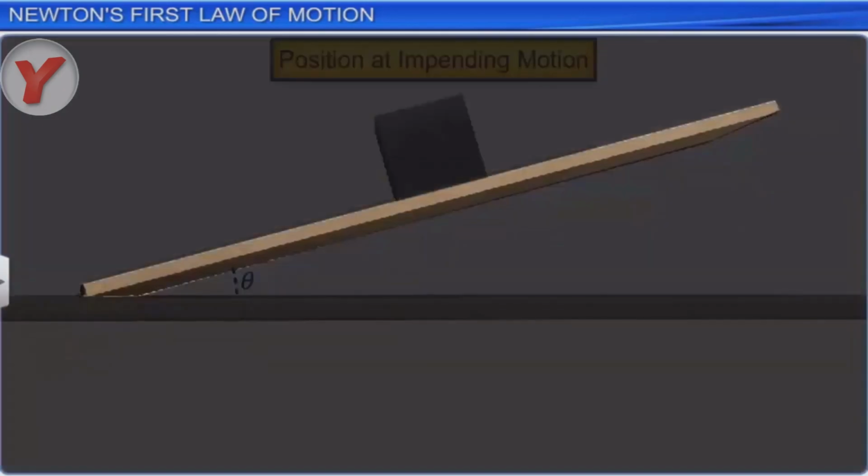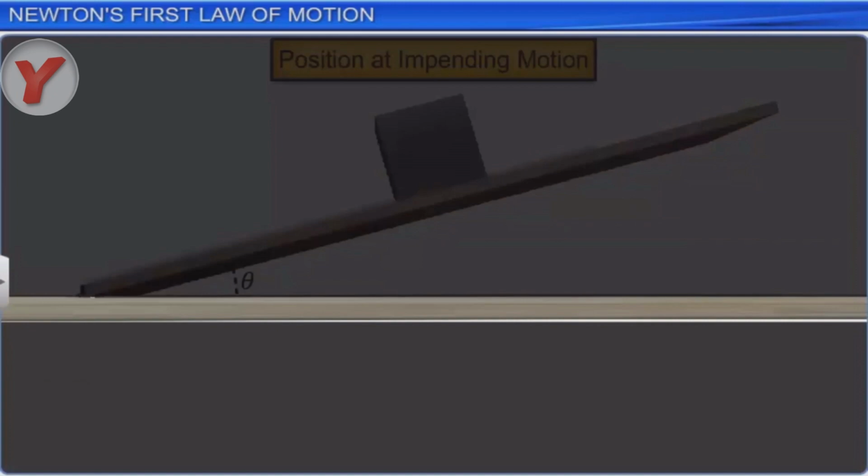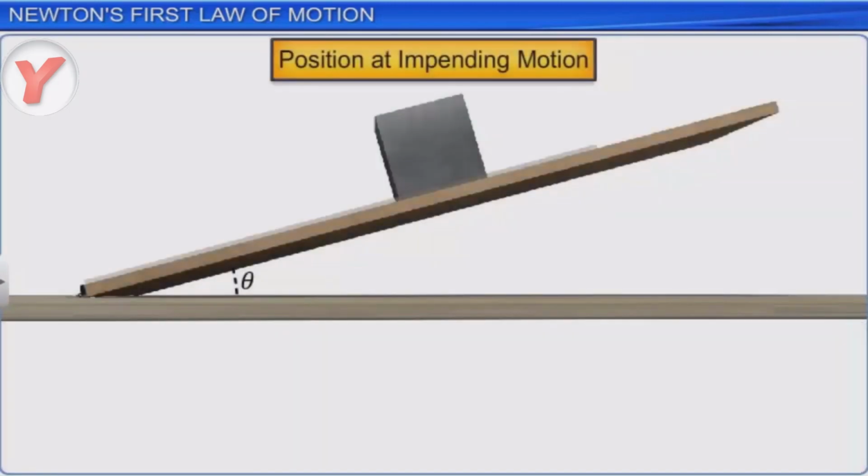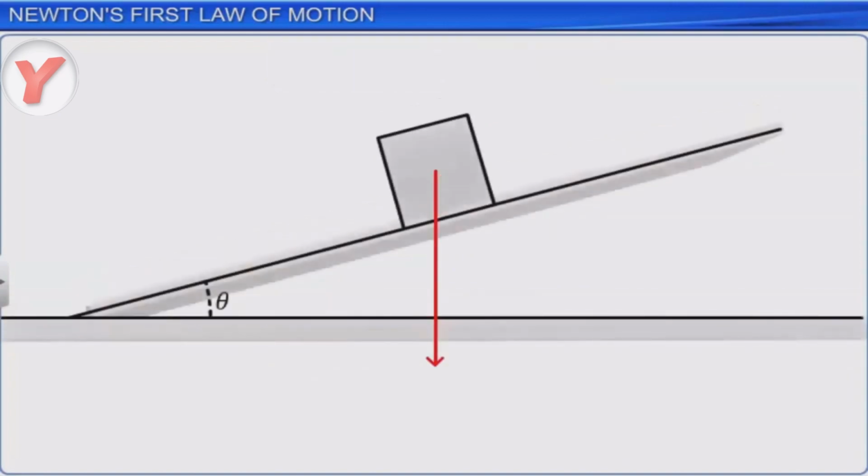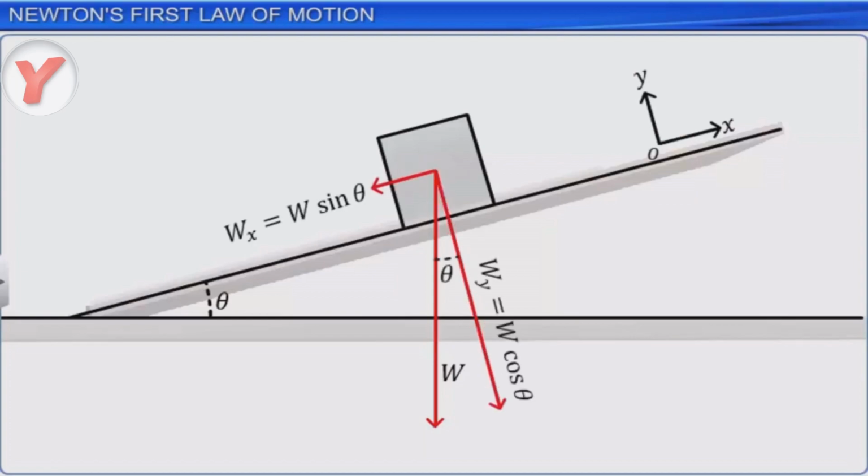Theta is the angle between the inclined plane and the horizontal surface. We now have to identify the external forces acting on the iron cube. W Newton is the weight of the iron cube acting vertically downward. On resolving this force, W, along the x and y directions, we get Wx is equal to W sin theta and Wy is equal to W cos theta. As W and theta are known to us, Wx and Wy can be calculated.